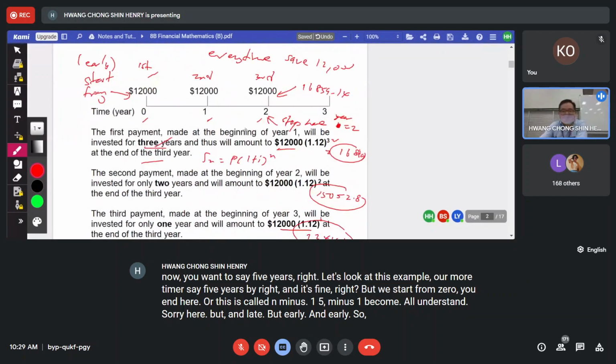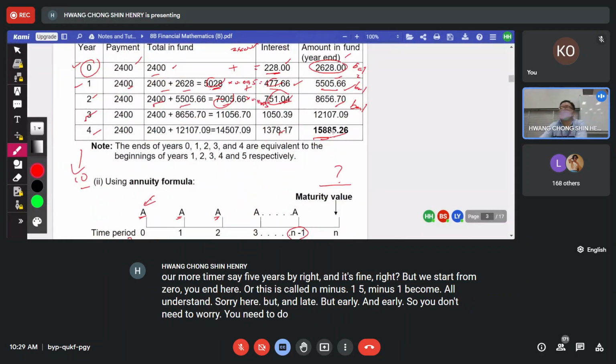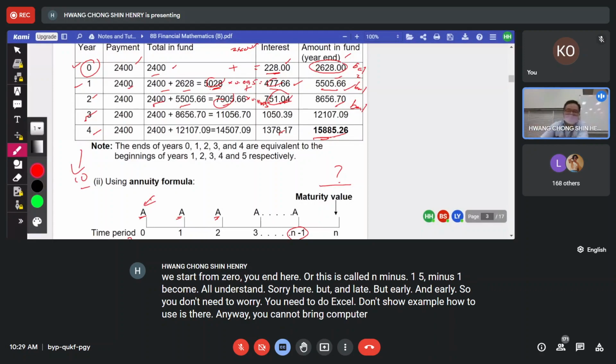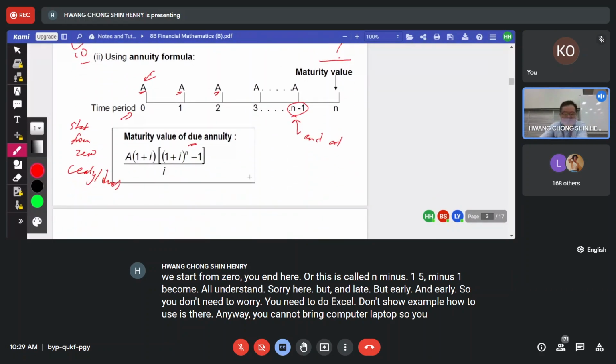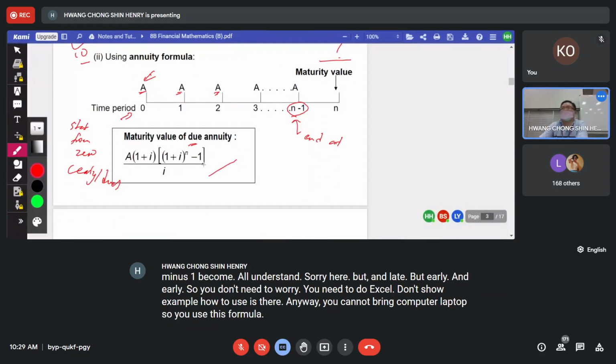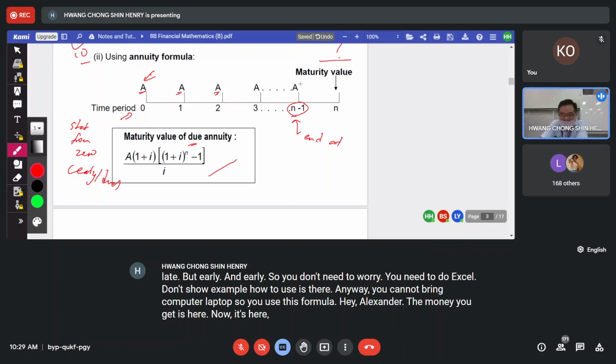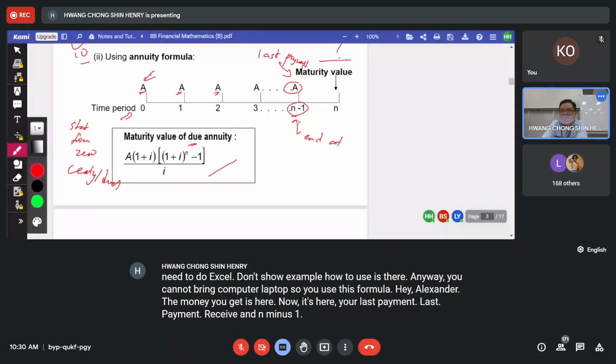So you don't need to worry, no need to do Excel. Don't show in the exam how to use Excel. Anyway, you cannot bring computer, laptop. So you use this formula. Listen. The money you get is here. Now, you see, your last payment received at n minus 1.